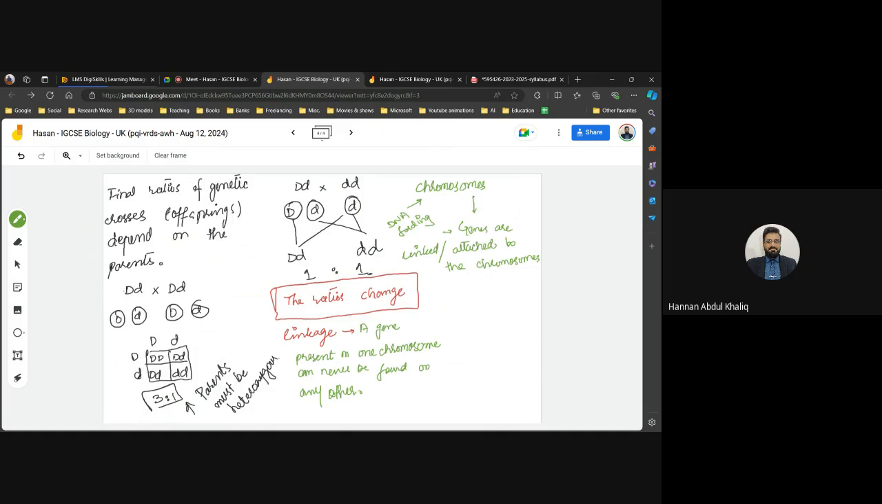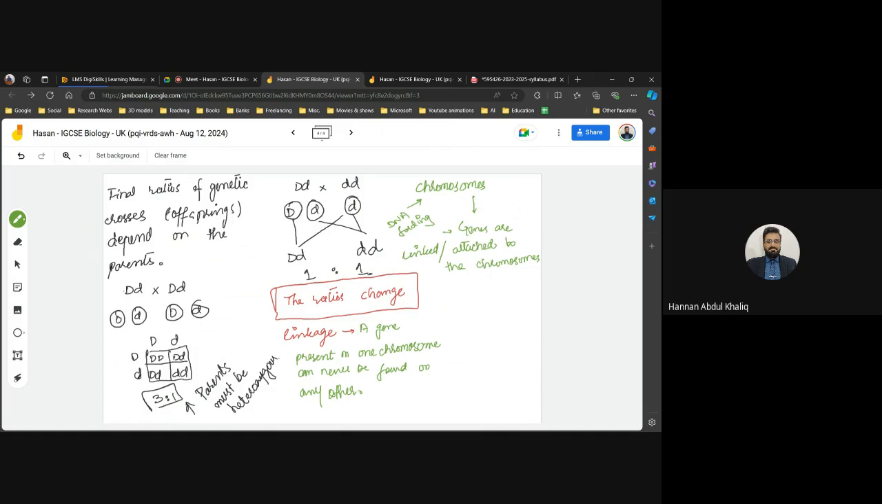So if a gene is associated with chromosome number 1, you cannot find it on chromosome number 2, 3, 4, 5, and so on up to 23. You can never find it. Yes, you can find it on its homologous pair. Why? Because we have established the definition of homologous pair, that these two chromosomes are exact identical to each other in their size, structure, and genetic arrangement.